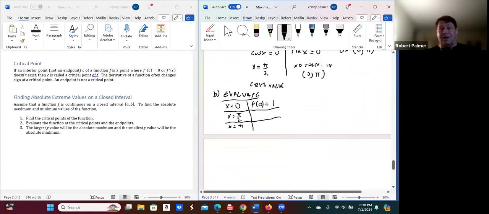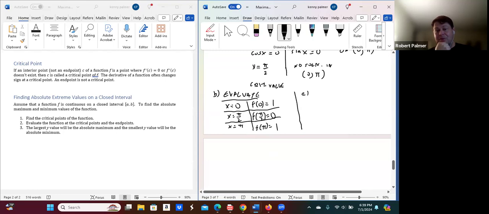Okay. Cosine of pi over 2 is 0. So f of pi over 2 is 0 squared, which is 0. And then f of pi, when x is pi, cosine is actually negative 1. But if you square negative 1, you get positive 1. Okay.